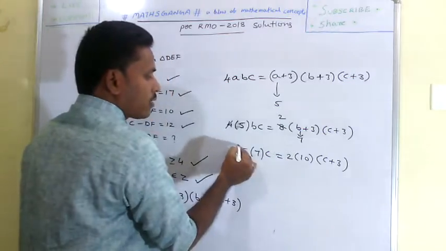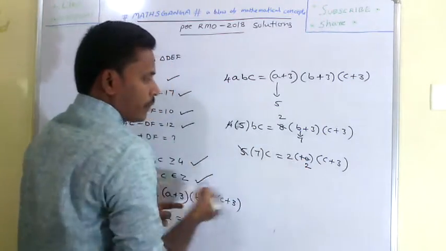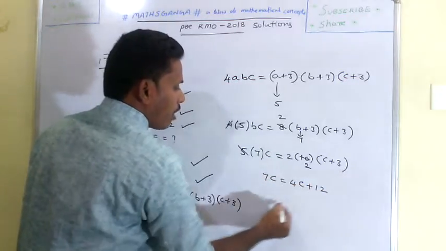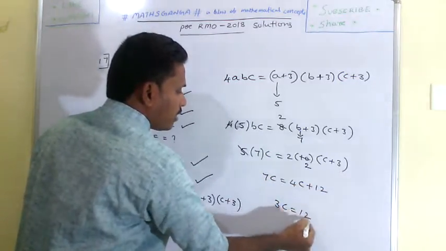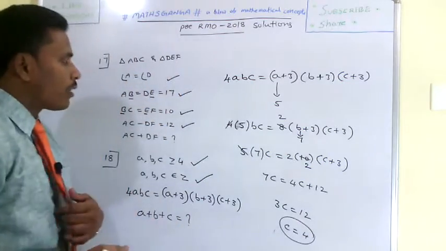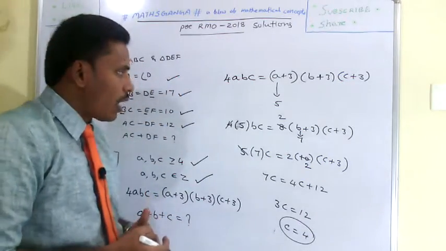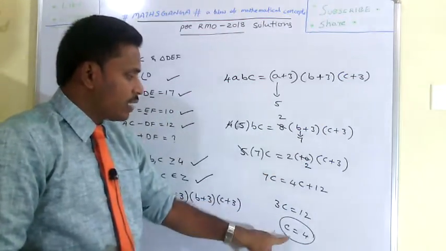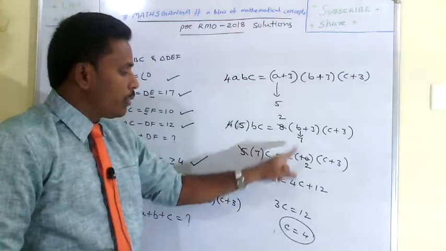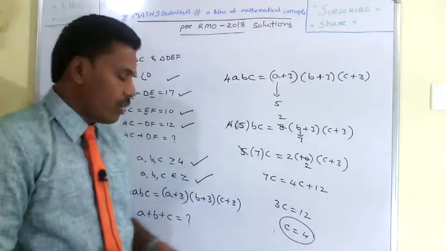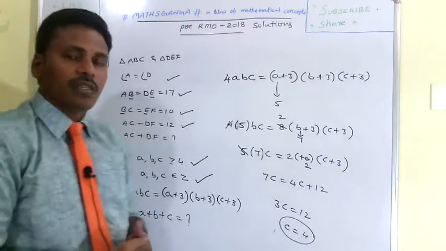Now 5 into 2C is 10. And now 7C is equal to 4C plus 12. On calculation we have 3C is equal to 12, C is equal to 4. So the possible values of A, B, C are A is 5, B is 7 and C is 4. So A plus B plus C: 7 plus 5 is 12, plus 4 is 16, and the value of A plus B plus C is 16.